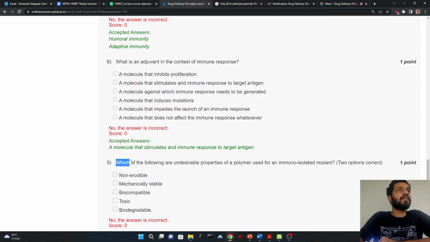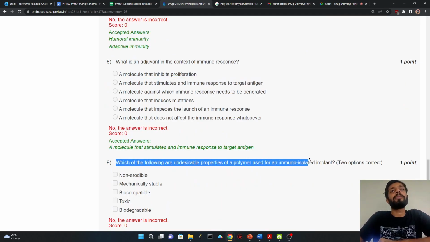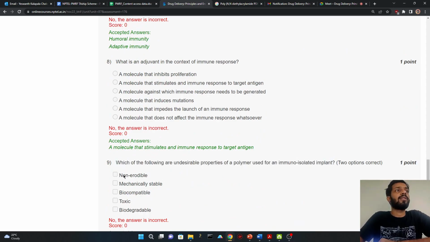Okay. Which of the following are undesirable properties of a polymer used for an immunoisolated implant? Non-erodible, mechanically stable, biocompatible, toxic, biodegradable. They're asking which of the following properties are undesirable. So, like we previously discussed, it cannot be biodegradable, right? So what could be the other property? Can it be non-erodible? Should it be non-erodible? A and B. Okay. It should be non-erodible, right?